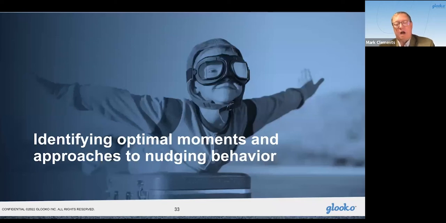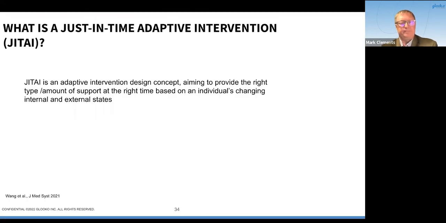Okay, so that's a lot, but I'm going to shift gears for a moment, and I'm now going to talk about how one identifies optimal moments and approaches for nudging behavior. So you'll note that we're shifting from driving improvement at a population level and a system level to driving improvement at an individual level. And I'll just share a few high-level thoughts about this today.